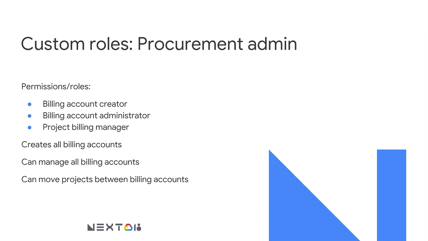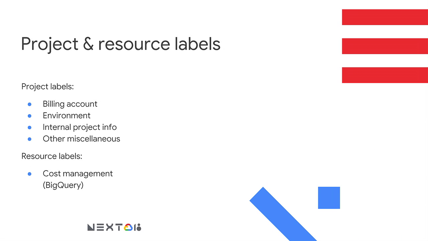It gives him the ability to control who has access to all those billing accounts by adding and removing admins and users. And in addition, he has a role called Project Billing Manager, which is what allows him to change which billing account a project is associated with. So in that respect, Stuart, who has the Procurement Admin role, can do anything with regards to billing on these projects.